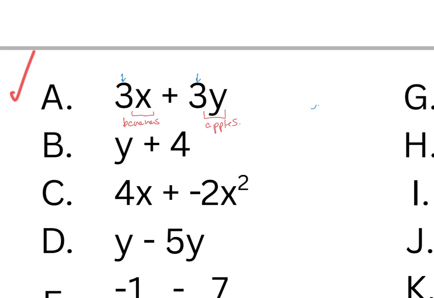Maybe in English class you could say that, yes, we have 6 boxes of fruit, but does this letter stand for fruit? Does that letter stand for fruit? No, those letters don't stand for fruit. They stand for apples and bananas. So these are not like terms.